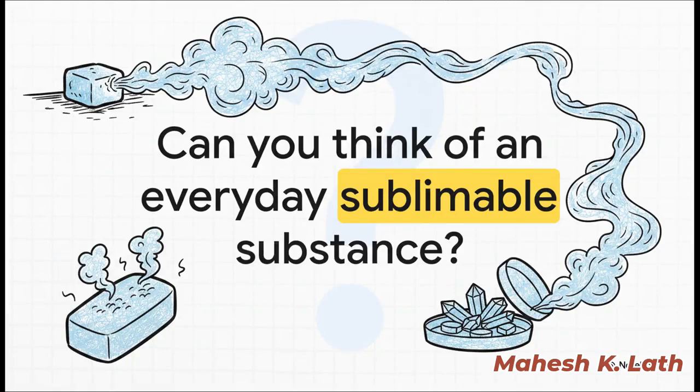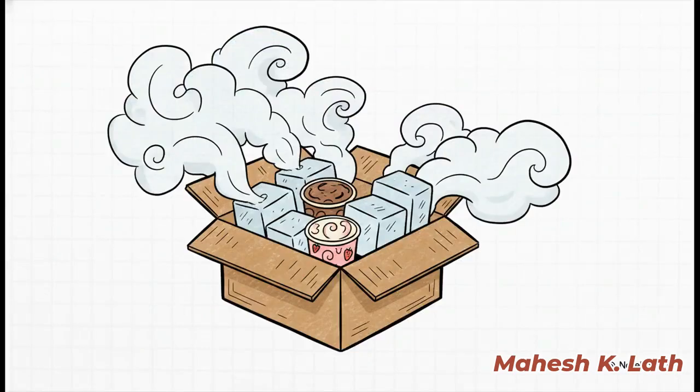But I want you to think about your own life for a second. Can you think of an everyday sublimable substance? Where have you seen a solid turn directly into a dramatic, swirling vapor outside of a science class? If you guessed dry ice, you hit the nail on the head. Dry ice is solid carbon dioxide, and it undergoes this exact same physical trick of sublimation.